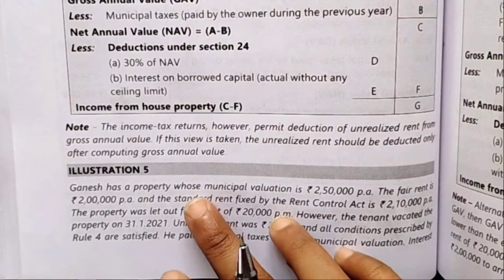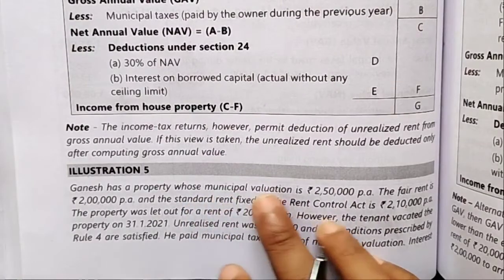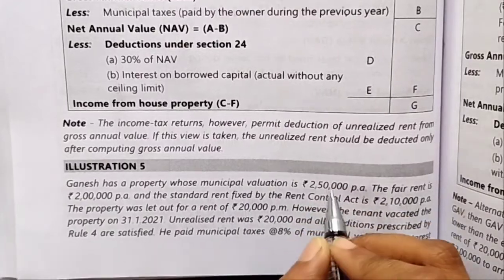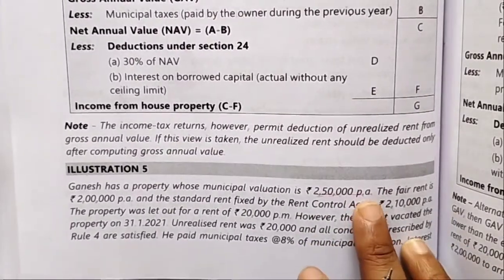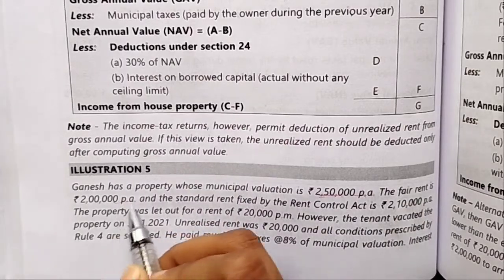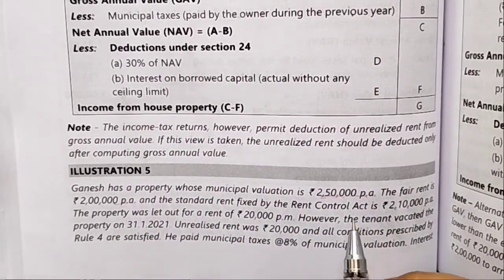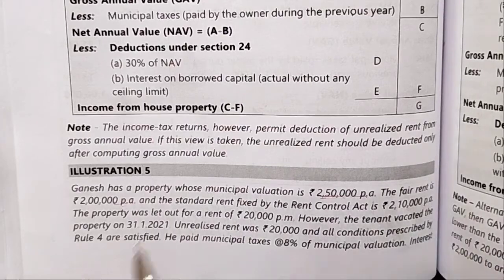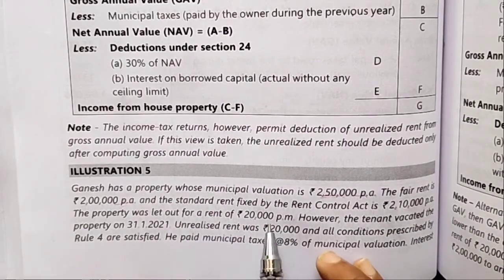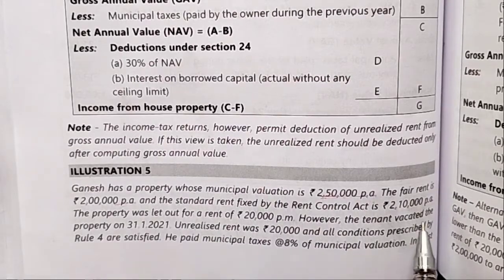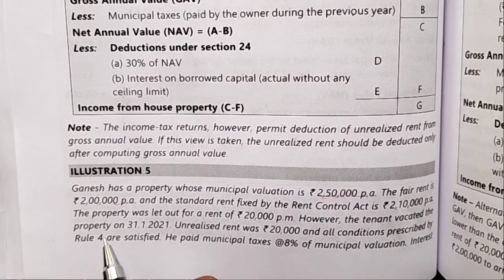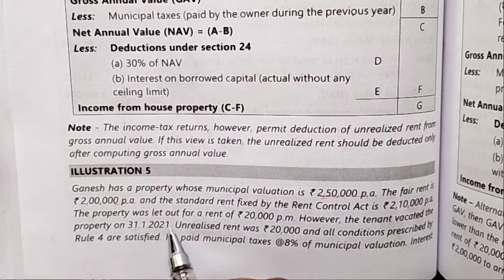Now we can discuss a question in order to understand how to compare the expected rent and actual rent and compute the GAV. Ganesh has a property whose municipal valuation is 2,50,000 per annum, fair rent is 2 lakh per annum and the standard rent fixed by the Rent Control Act is 2,10,000 per annum. The property was let out for a rent of 20,000 per month. However, the tenant vacated the property on 31st January 2021. The property was let out only for a part of the period. The unrealized rent was 20,000 and all the conditions prescribed by Rule 4 are satisfied.